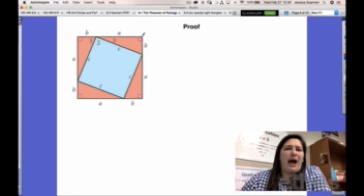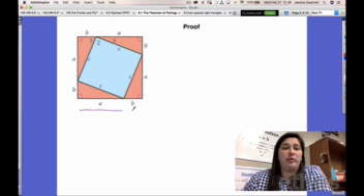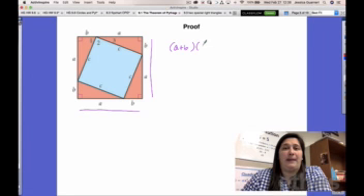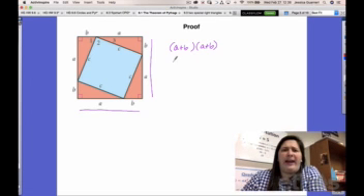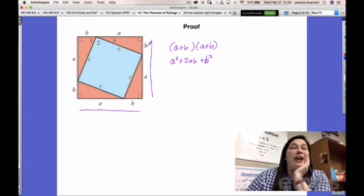I need the area of the entire big square. To get the area of the entire big square, I'm just going to do base length times height. The base is A plus B, and the height is A plus B. Now I have to FOIL that. If I FOIL that out, I get A squared plus 2AB plus B squared, excuse me, not C squared, B squared. That gives me the area of the entire thing.